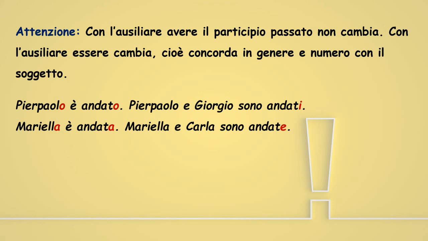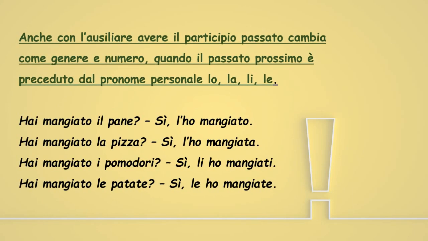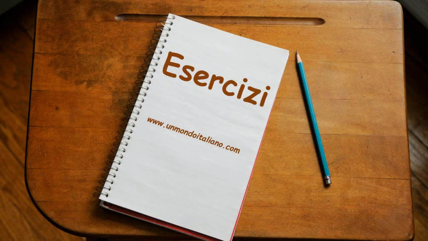But sometimes you might hear, hai comprato le pizze? Sì, le ho comprate. In fact, also with the auxiliary verb to have, the past participle can change and has to agree in gender and number, only when it is preceded by the personal pronoun lo, la, li and le. Let's see the example. Hai mangiato la pizza? Sì, l'ho mangiata.